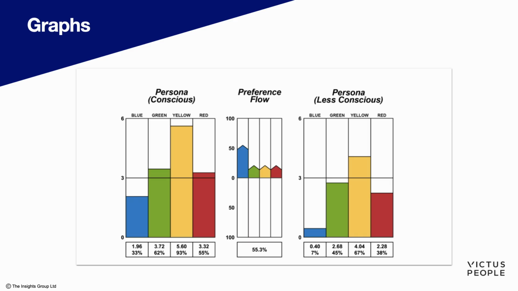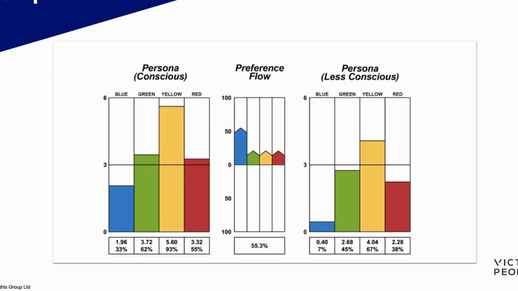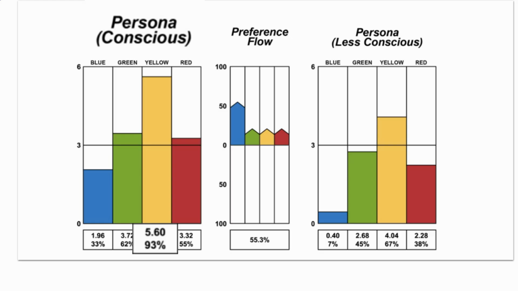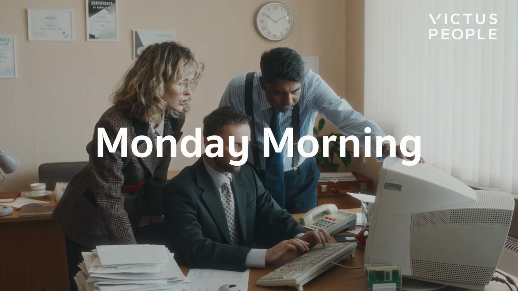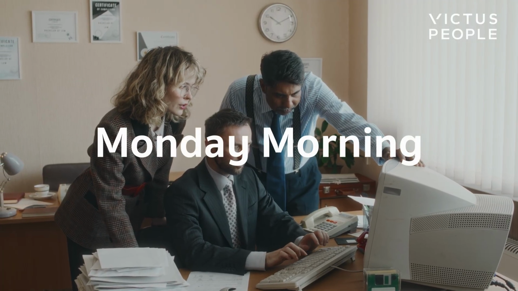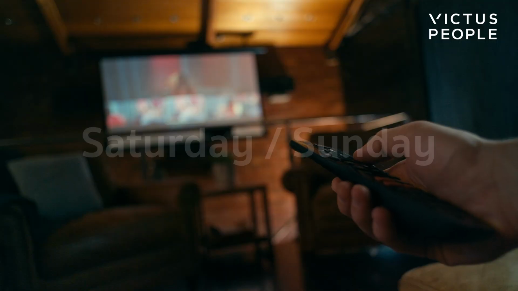Let's look at this graph. In the conscious persona, this person has 93% preference for sunshine yellow. And when you look closely in the less conscious graph, the opposite color energy has 7%. So right below cool blue, you see 7% preference. That's how the entire less conscious graph is created. You could say the conscious graph is your Monday morning team meeting face, and your less conscious graph is your Saturday evening Netflix in pajamas face.